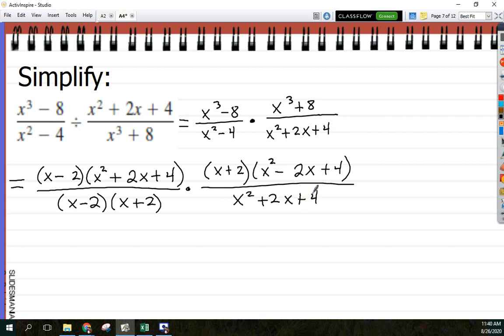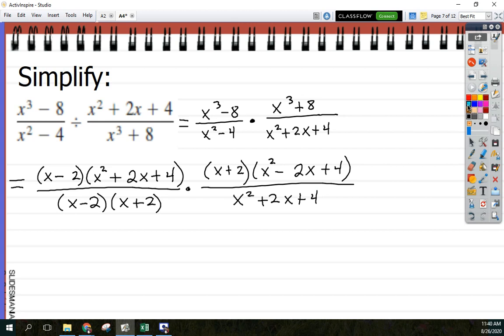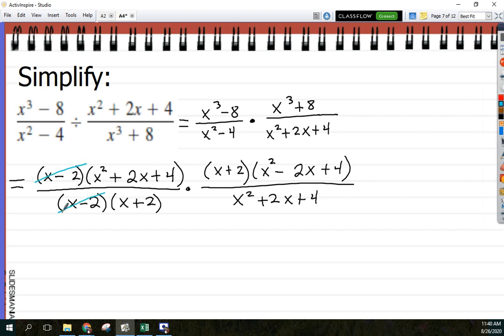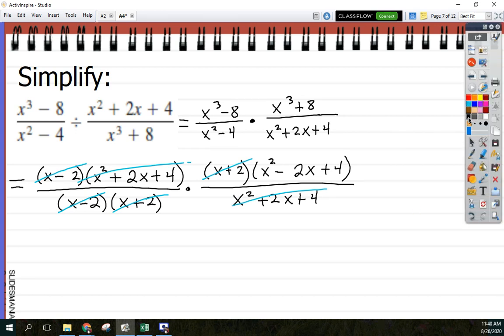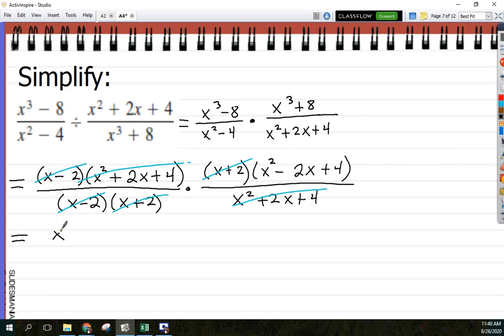And that's okay, because it's still going to be a common factor for our numerator. So I have an x minus 2 on top and bottom. Then diagonally, I have an x plus 2, and an x squared plus 2x plus 4 diagonally as well. So we have a lot of things that have gone away. If I rewrite this, I have x squared minus 2x plus 4, and on my denominator I would just have 1, so I don't need to rewrite that.